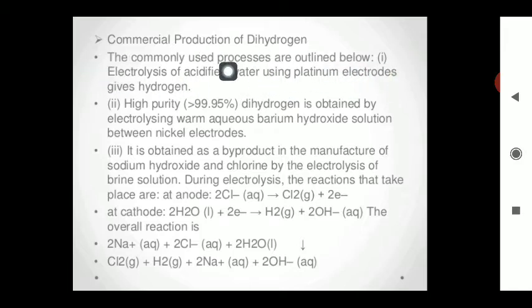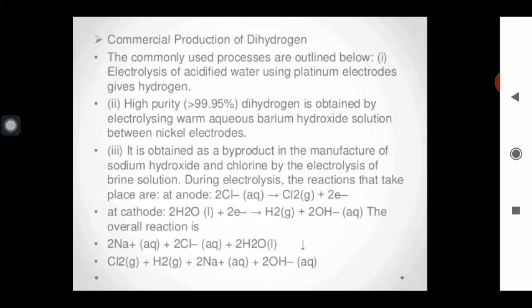And because an abundant quantity of water is present on our planet, by passing a 440 volt current, you can break the acidulated water into the corresponding H2 and O2 gas. And high purity dihydrogen can be obtained by electrolyzing warm aqueous barium hydroxide solution between nickel electrodes. If you place nickel electrodes in barium hydroxide solution and pass a high voltage, at that time this barium hydroxide dissociates to form an abundant quantity of hydrogen.